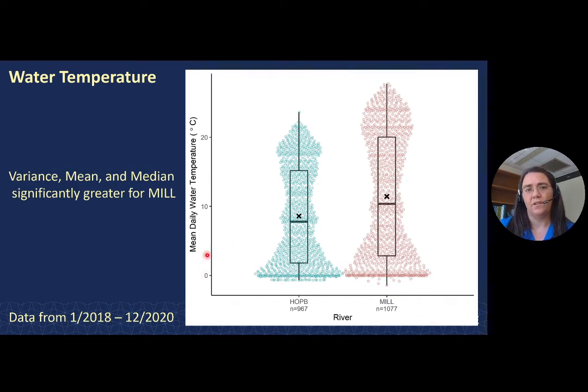Water temperature shows the mean daily water temperature on a linear scale in this case. Water temperature also showed greater variance, mean, and median for the Mill River. So in general, the temperature of the water is warmer in the Mill River.